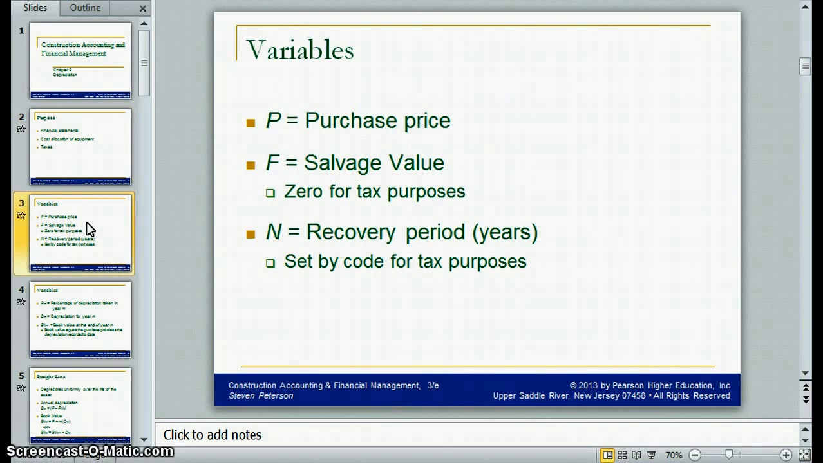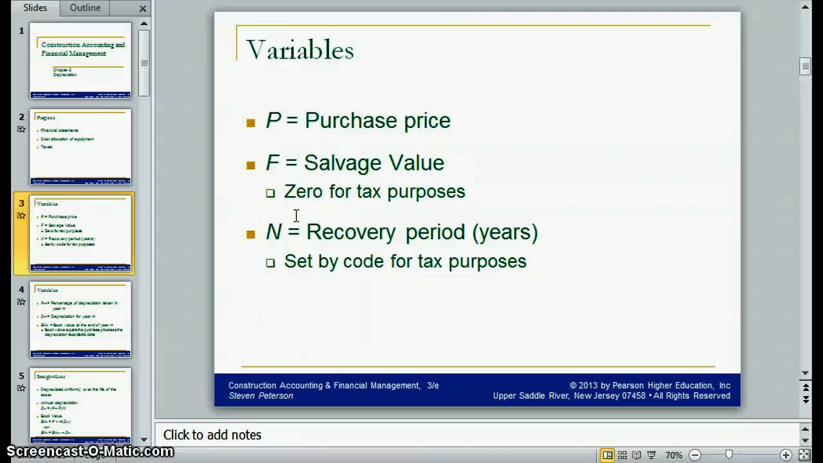There are several variables that you will see in your chapter, with the letter P starting with the purchase value, letter F with salvage value, and the salvage value is the book value at the end of the useful life of the asset. For tax purposes, that salvage value or book value is considered to be zero at the end of the useful life.